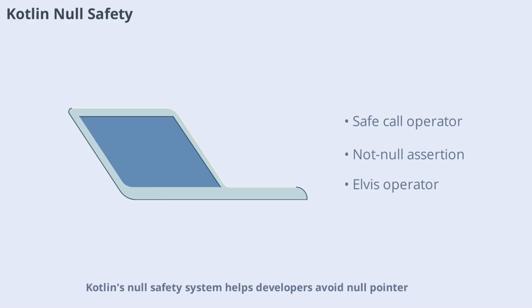Kotlin's null safety system helps developers avoid null pointer exceptions by explicitly defining whether variables can hold null values. Non-nullable types cannot be assigned null, while nullable types are declared with a question mark. The safe call operator lets you access properties or methods safely, returning null if the object is null. The not-null assertion operator asserts that a value is not null, throwing an exception if it is. The Elvis operator provides a default value if the expression is null. These operators make handling nullability safer and more predictable.